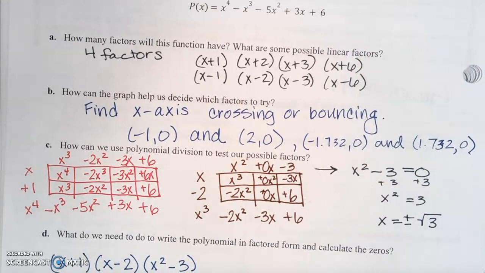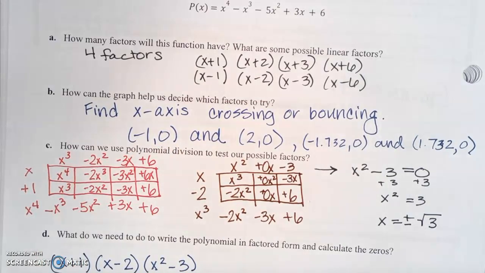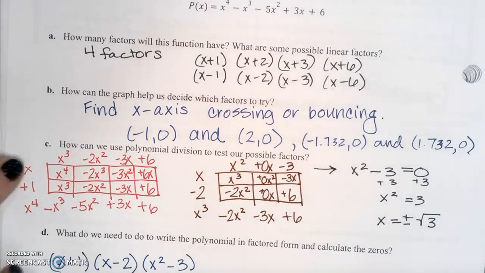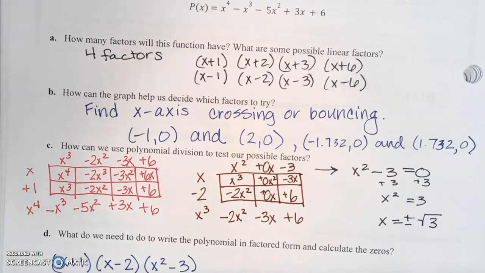Now, if one of the intersection points is at -1, 0, the binomial that we're going to use is going to be what? X plus 1. Not x minus 1, x plus 1. Because you want the number that you plug in here to add with 1 to make 0, right? Okay. So if it's -1, we use x plus 1, right? Okay. So we're going to do our polynomial division with the x to the 4th minus x to the 3rd and so on.